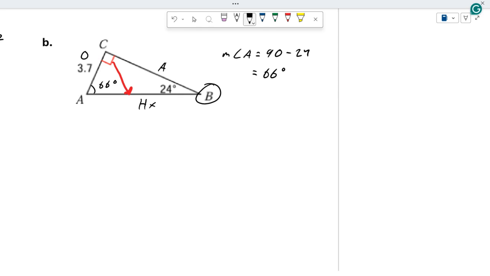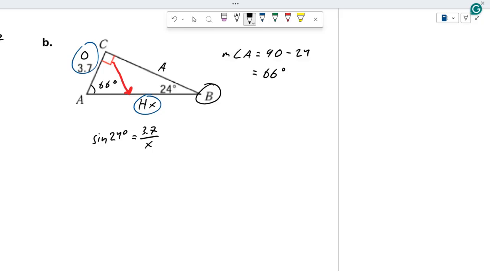In this part of the problem, I'm looking for which trig function connects what I know with what I want to know. So I've circled opposite and I've circled hypotenuse. You have to ask yourself, which trig function, sine, cosine, or tangent, connects those two things? And the answer to that question is sine. So for this problem, I'm going to use sine. So the sine of my angle, which is 24, equals opposite, which is 3.7, over hypotenuse, which I've labeled as x.